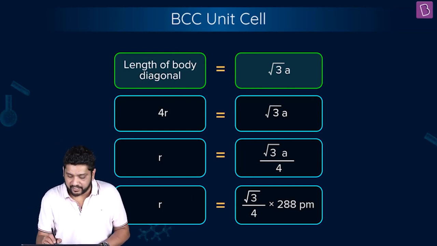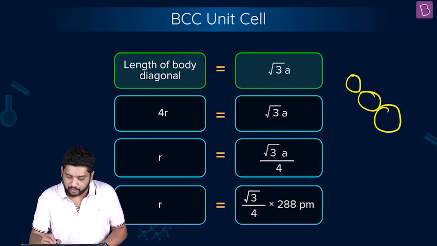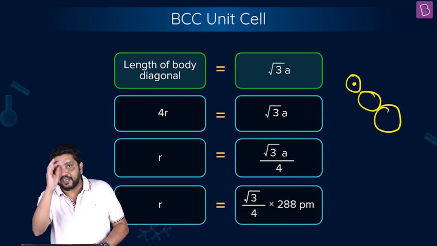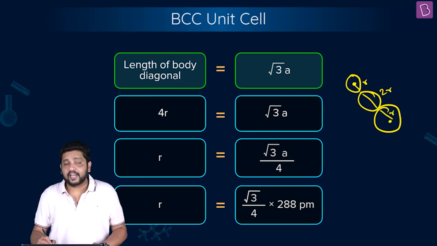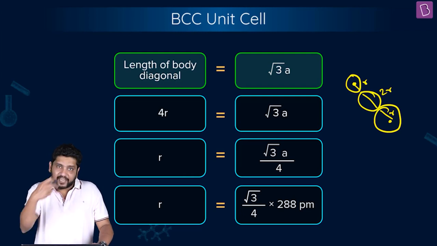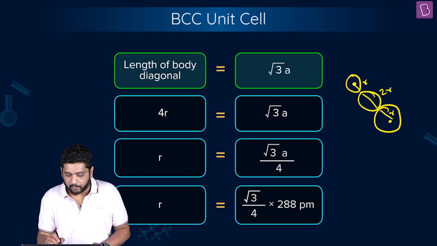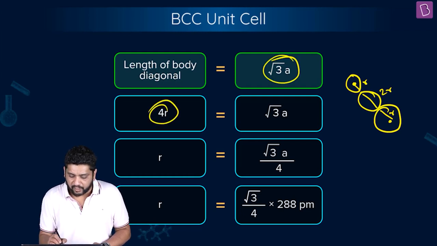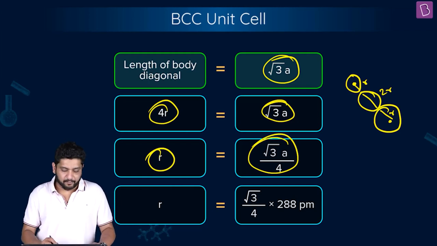When you're looking at the shape, as I was telling you, these were the atoms that were touching each other, right? So this is one end, and this is the other diagonal end of the cube, and this is radius R, this is radius 2R, and this is radius R again. So the body diagonal length is equal to 4R. The length of the body diagonal is root 3 A, so 4R equals root 3 A, so R is equal to root 3 A by 4, right?